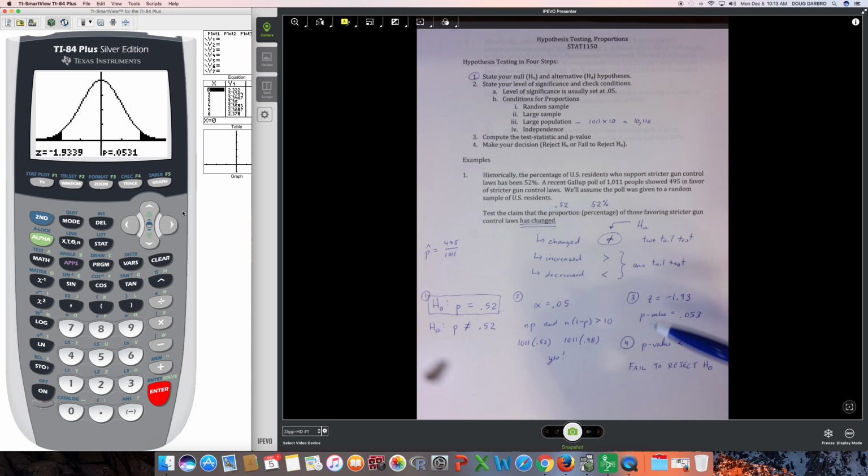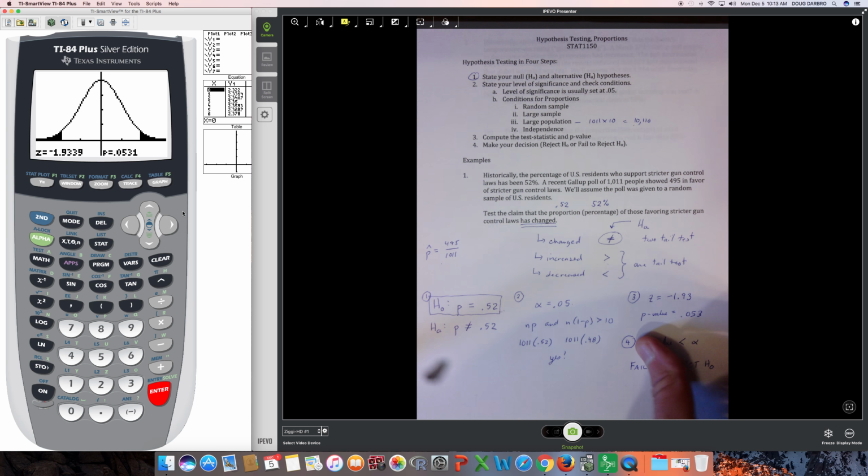If all that's just way too much for you, just use your calculator and get your test statistic and your p-value like we did earlier, and you work your problem. Okay?